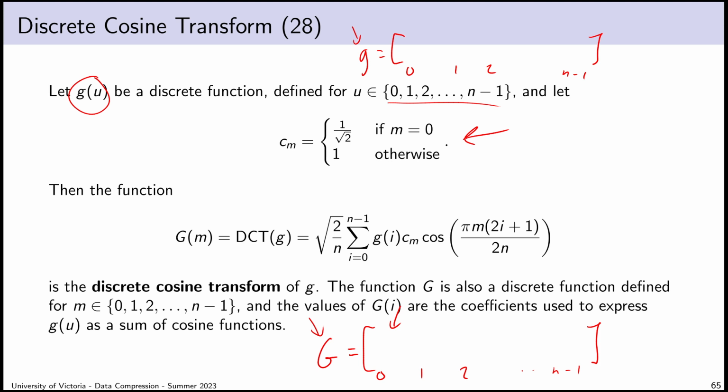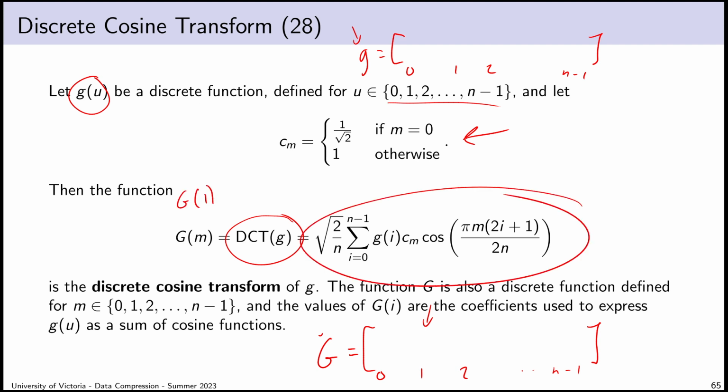Okay, so what are the coefficients? How do I define them? Well, I'm going to write the word DCT of G. So DCT of G can be interpreted either as a sequence or as a function that you can evaluate to get the coefficients. If I want the value of the index 1 in my coefficient array G, I would evaluate uppercase G of 1. And it's this disgusting looking formula. The resulting vector G is called the discrete cosine transform of lowercase g. I will show some concrete examples in a minute. Don't worry, it's not as scary as it looks.